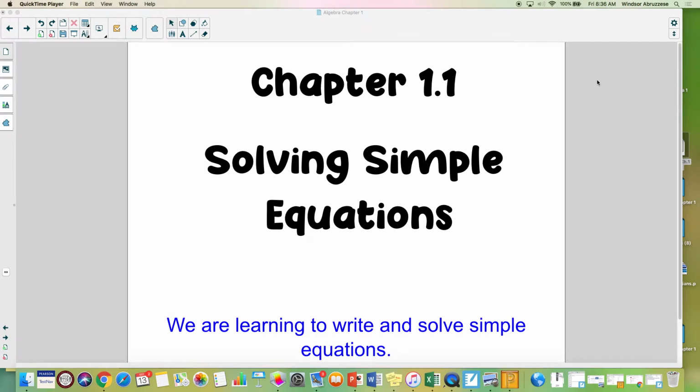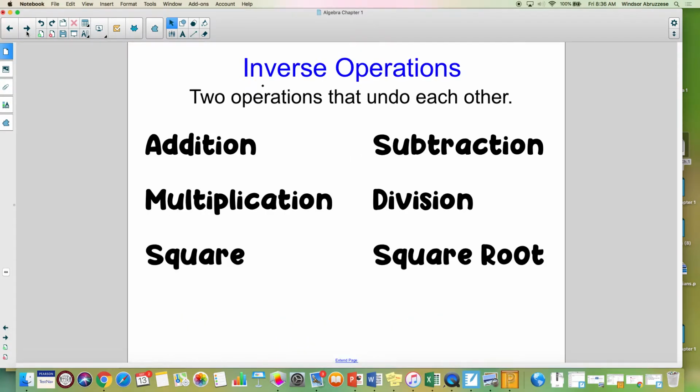Chapter 1 is solving linear equations, so we're going to start with section 1.1, which is solving simple equations, which is 1 and 2-step equations. The learning objective is we are learning to write and solve simple equations. So you want to add these to your notes or to your notebook.